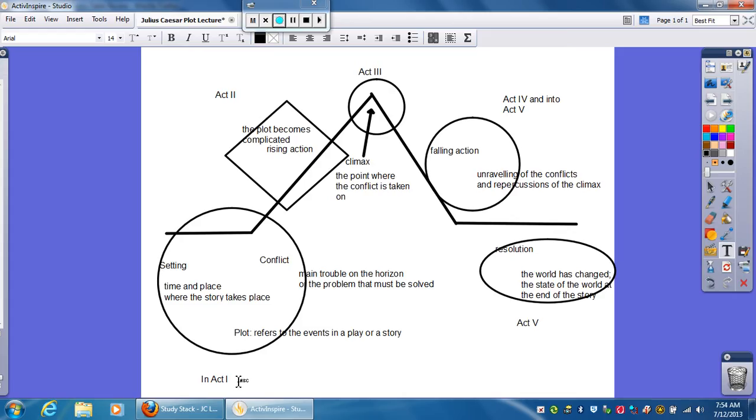Usually Act 1 is to get the audience interested, to establish a setting and a conflict. Act 2 will always be something that adds to the intensity and the complexity of the conflict. Act 3 is when the conflict is taken head on. And starting at that point all the way through Act 5 is when all of the repercussions and problems that are created by taking on the conflict come to a head. And the resolution is basically at the end of the play or the story, how has the world changed? What is different about it?